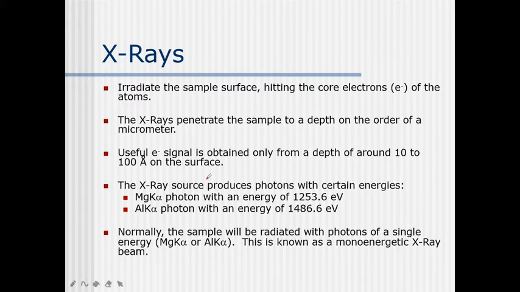The sources of this X-ray are magnesium K alpha photon with an energy of 1253.6 electron volt, and aluminium K alpha photon with an energy of 1486.6 electron volt. So these are the basic sources of X-rays. Normally, the sample will be irradiated with photons of a single energy. That means there will not be a mixture of this. Either magnesium K alpha or aluminium K alpha is used. Now, if I use a single source, that particular beam is called a monoenergetic X-ray beam.